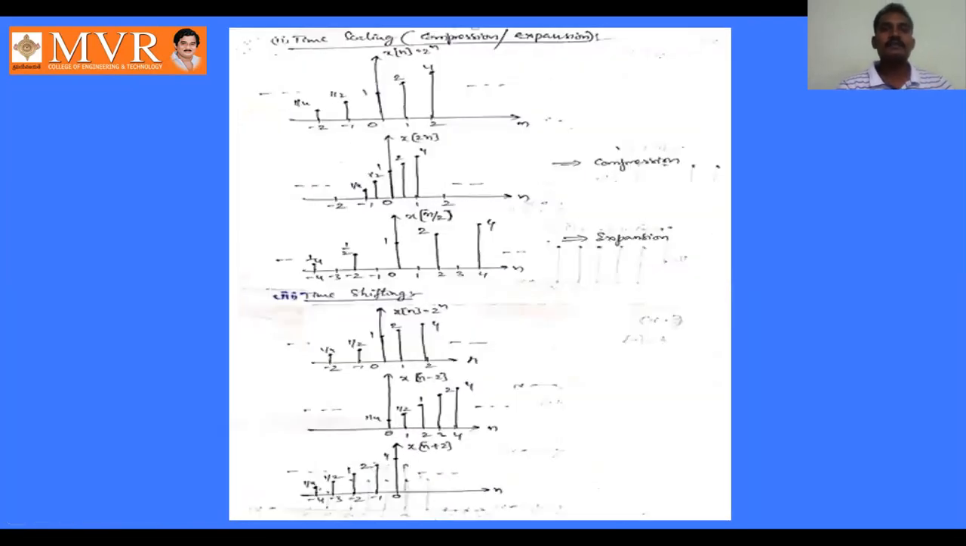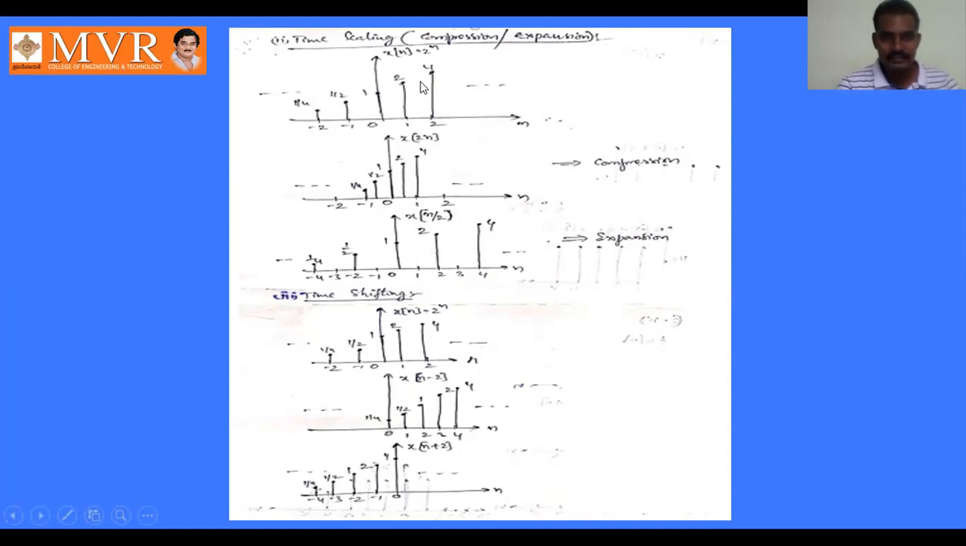Next, coming to time scaling. Time scaling includes time compression or time expansion. This is the given waveform. There is a lot of difference between the continuous time waveform and the discrete time waveform. The discrete time waveform is represented like this because the continuous waveform runs from minus infinity to infinity with no end, but in discrete time the continuous waveform can be frozen for some time and divided into equal intervals of time. That's why it appears like this.